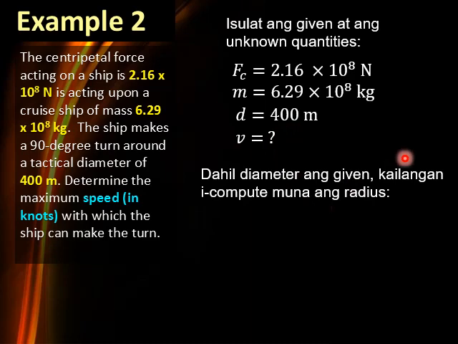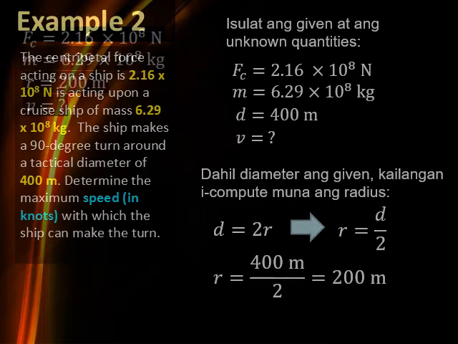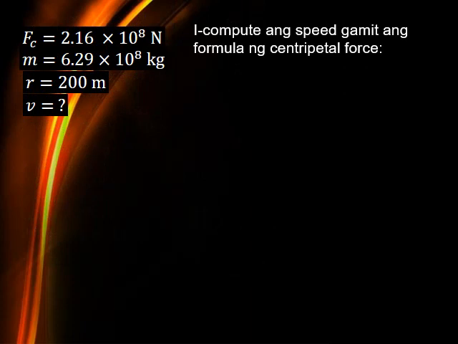So, dahil diameter ang given, kailangan natin i-compute muna ang radius. So, again, i-divide lang natin yung diameter sa 2 para makuha natin yung radius. So, in this case, 400 meters divided by 2 equals 200 meters. Okay, so then, i-compute na natin ang speed gamit ang formula ng centripetal force. So, we have Fc is equal to mv squared over r.